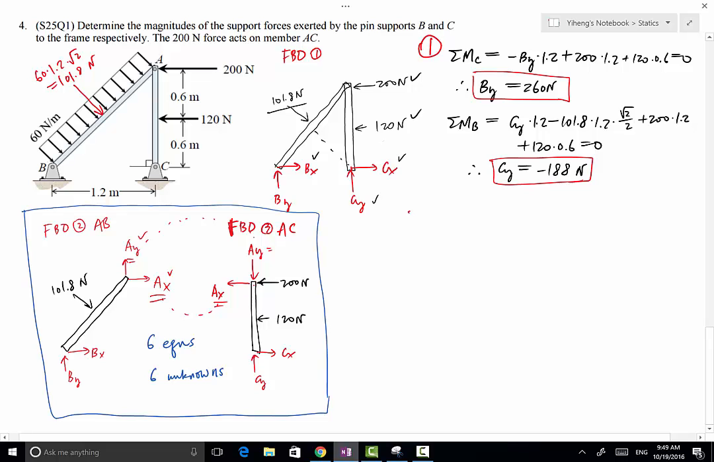And then if we look at free body diagram number 3, we realize that we can solve for Cx from free body diagram number 3 by summing the moment about point A. Because Ax and Ay have no moment about point A, and the 200 Newton force also has no moment about point A. So this equals negative 120 times 0.6, plus Cx times 1.2, and that equals 0. So from here, we can solve for Cx, which equals 60 Newton.